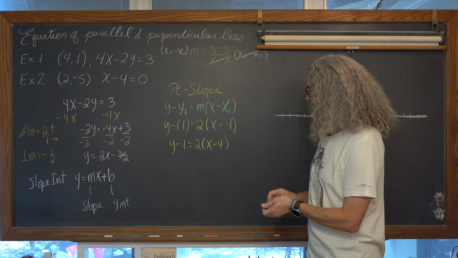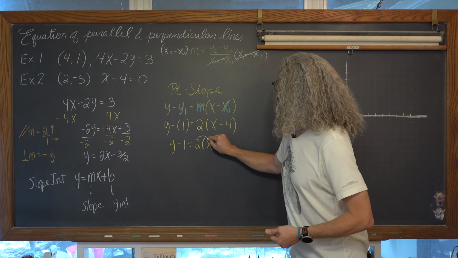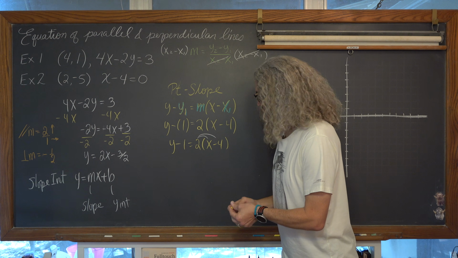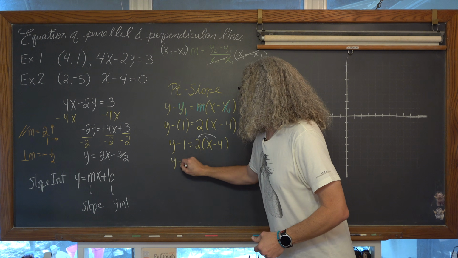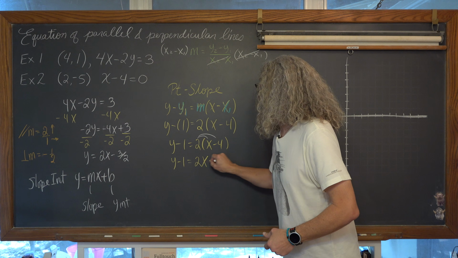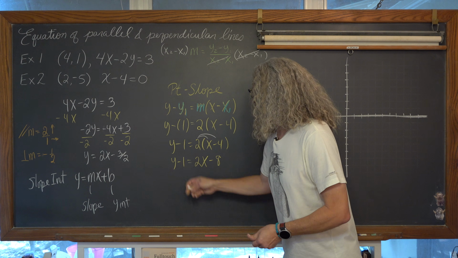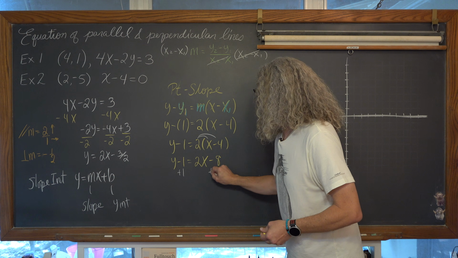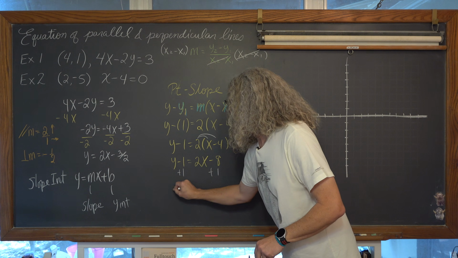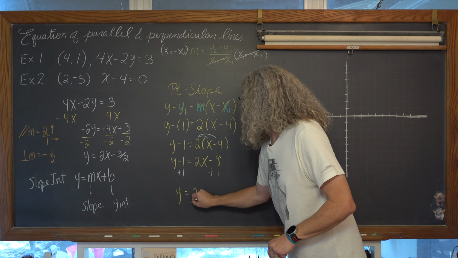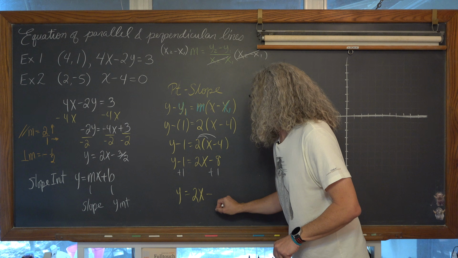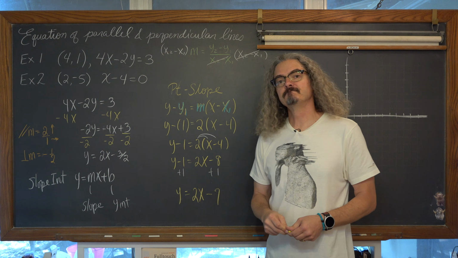So if you want to do that, if you need to do that, we're going to multiply 2 through the parentheses, giving us y minus 1 is equal to 2x minus 8, and then add 1 to both sides, and get y is equal to 2x minus 7.